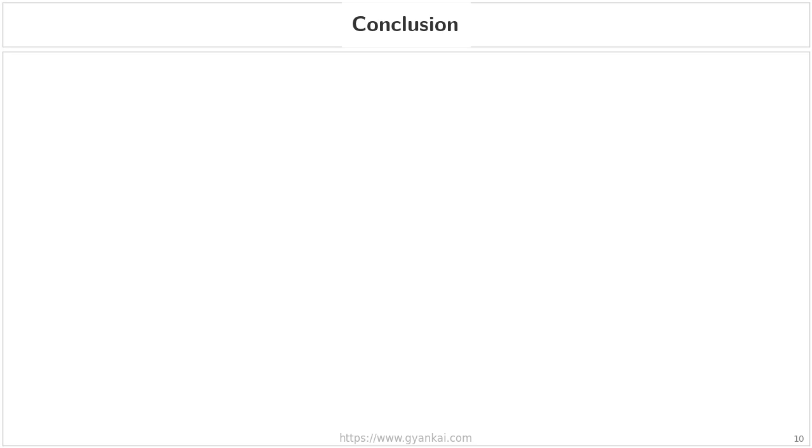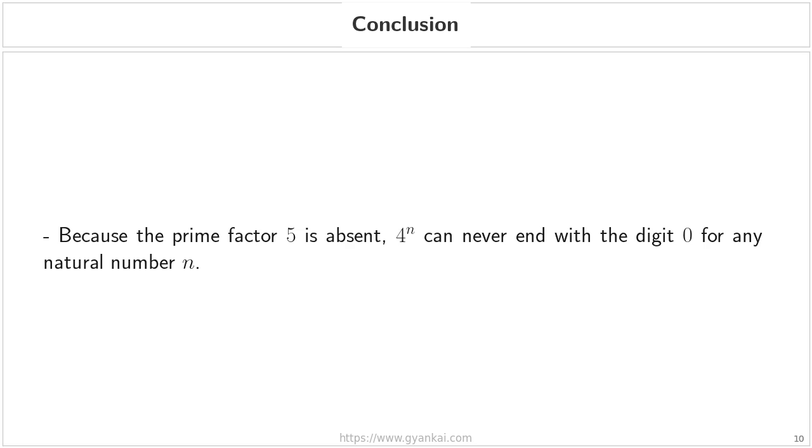Conclusion. So, to bring everything together, because we have clearly shown that the prime factor 5 is completely absent from the prime factorization of our expression, we can reach a definitive conclusion. The expression, 4 to the power of n, can never end with the digit 0 for any natural number n. We have moved from a complex-looking power to a simple truth about its prime components, proving that no matter how large n becomes, that essential ingredient of 5 will never appear.